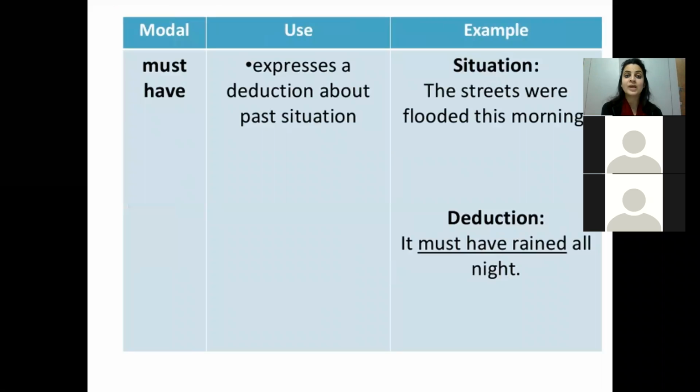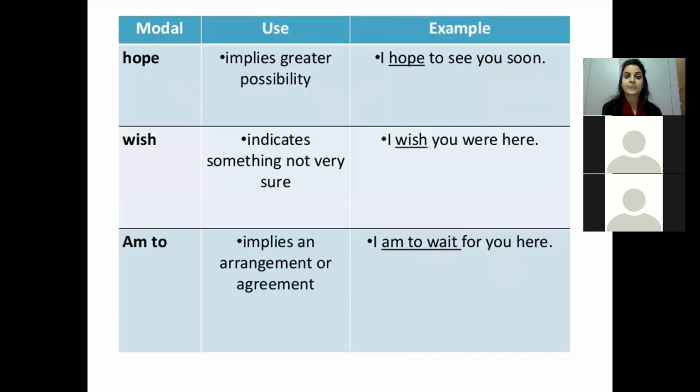Must have again expresses a deduction about a past situation. The streets were flooded this morning. Now we'll convert the same using must have. So it must have rained at night. That is why the streets were flooded this morning. Fine. So all you need not do is make changes, आपको changes नहीं करने पड़ेंगे. All you need to focus on is कि कहाँ पे आपको क्या लगाना है.